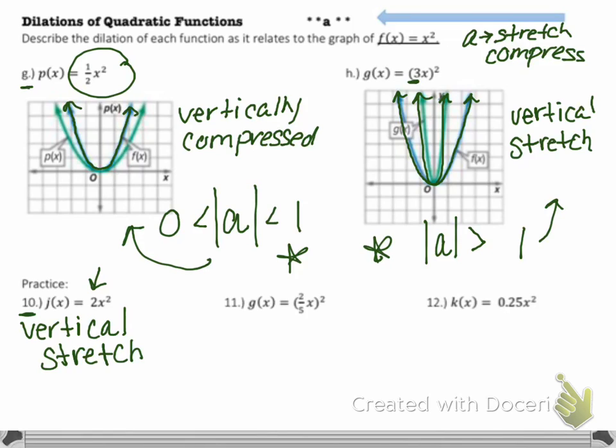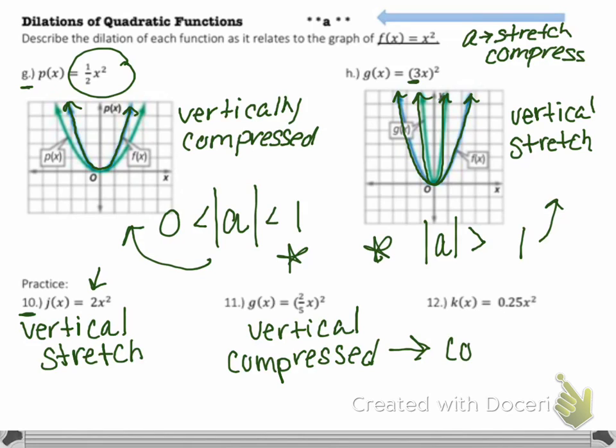So for number 11, I would say this is a vertical, always going to be a vertical, and it's going to be compressed because the a value is less than 1. And then same goes for number 12. It is also going to be compressed. It is a decimal. Now, it's important to note if that was 1.25, okay, it's greater than 1, it's going to be stretched.